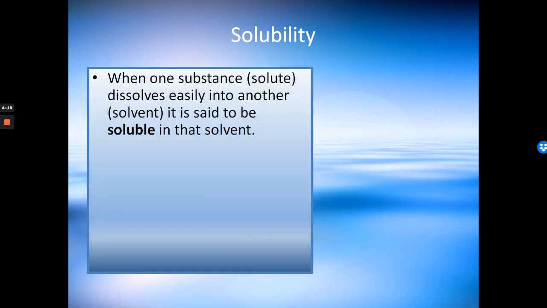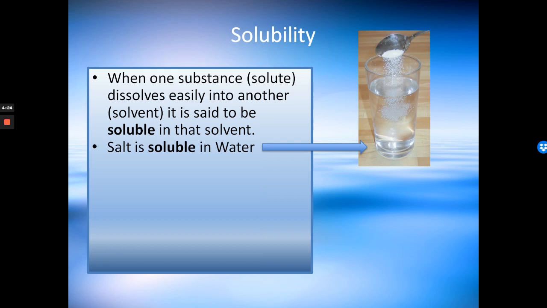When one substance dissolves easily into another, it's said to be soluble. Salt is soluble in water. It doesn't change the chemical makeup of anything. It just makes it dissolve. So it doesn't change salt's properties. It's just ions of salt in water and doesn't change the properties of the water. We could physically remove them. So this is a physical process, not a chemical change. Okay. So it's said to be soluble.